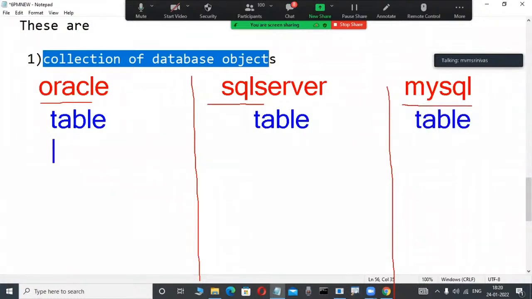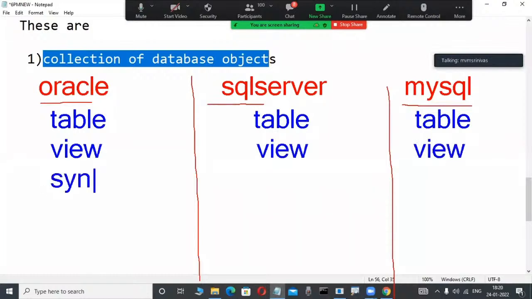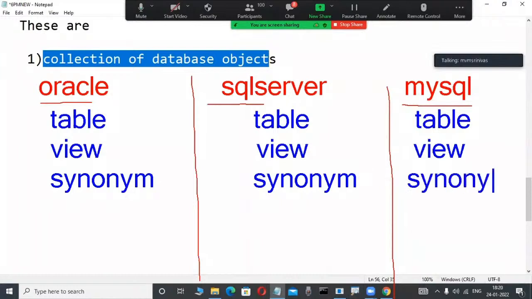Again, view is a database object with some purpose. Here also view is there, and here also view is there. View is a database object. Synonym is a database object too. What is synonym? What is view? We are learning that, don't worry. In our course, synonym is available, and here also synonym is available. Here index is there.